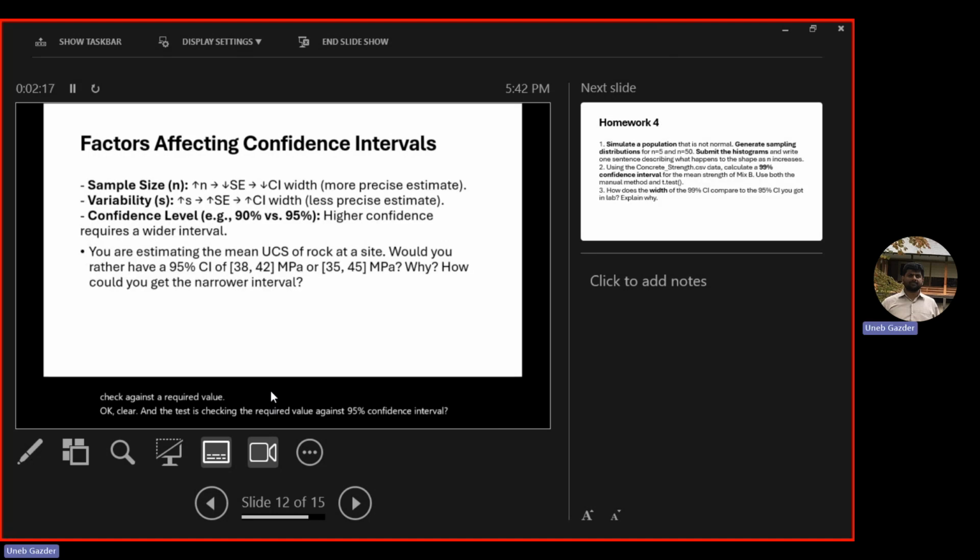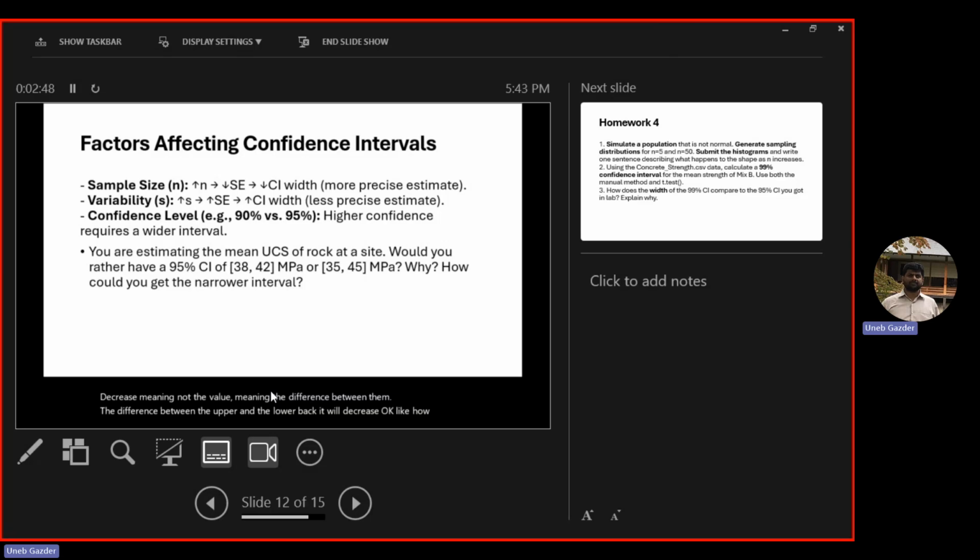So if you check the confidence interval, when the sample size increases, your standard error will decrease, right? It is sigma upon root of n. So n increases, standard error will decrease. If standard error decreases, your confidence interval will decrease. Meaning not the value, meaning the difference between the upper and the lower value. It will decrease. Okay, right?